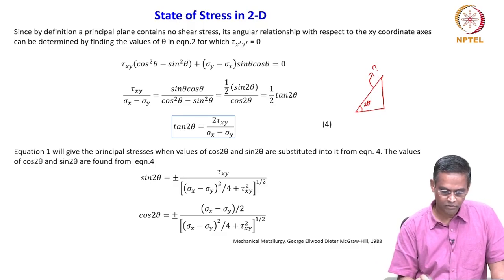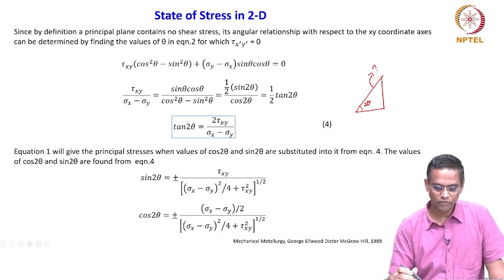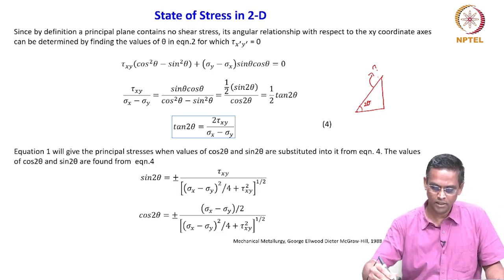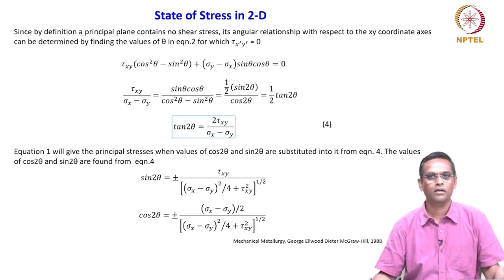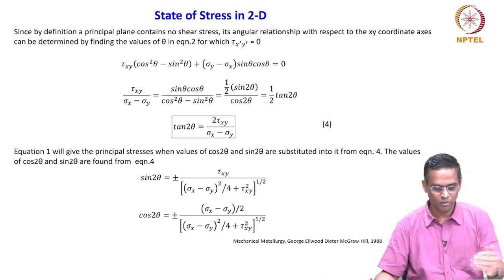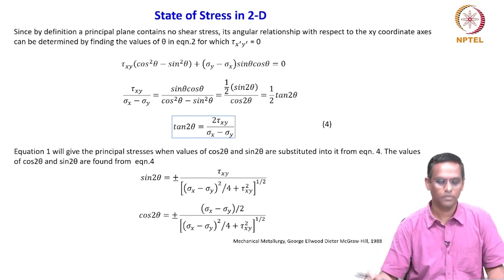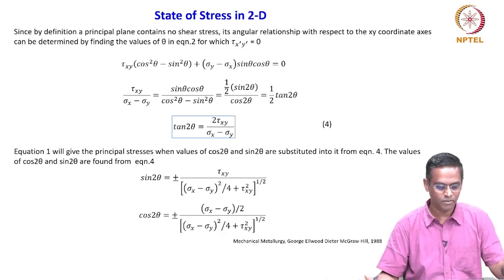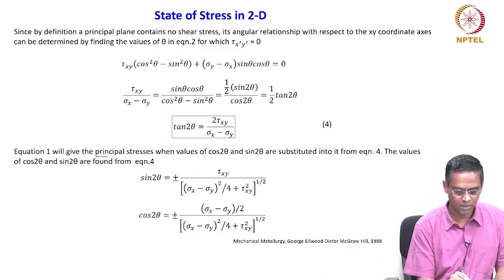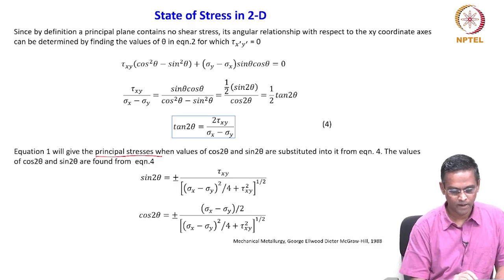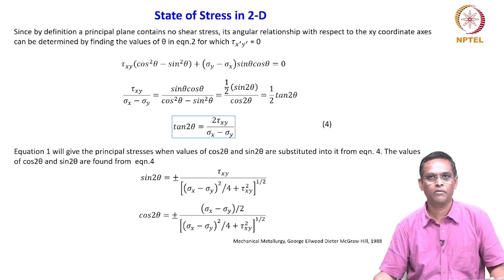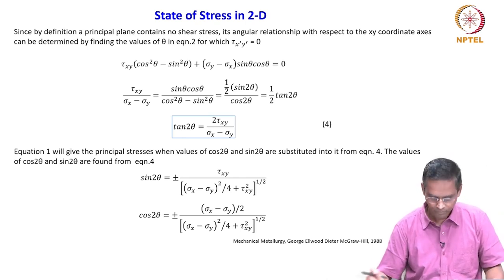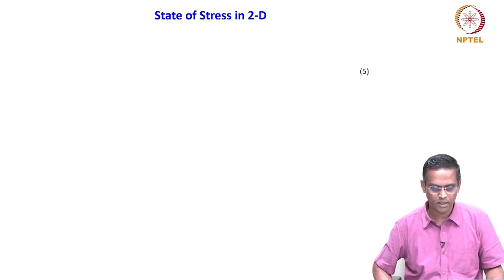Similar equation for cos 2 theta. I am just giving you this so that you will be able to appreciate. From this relationship, you will be easily able to derive this using simple mathematics, and still appreciate the physical concept they are trying to visualize. How do we find these principal stresses in a biaxial situation, right?